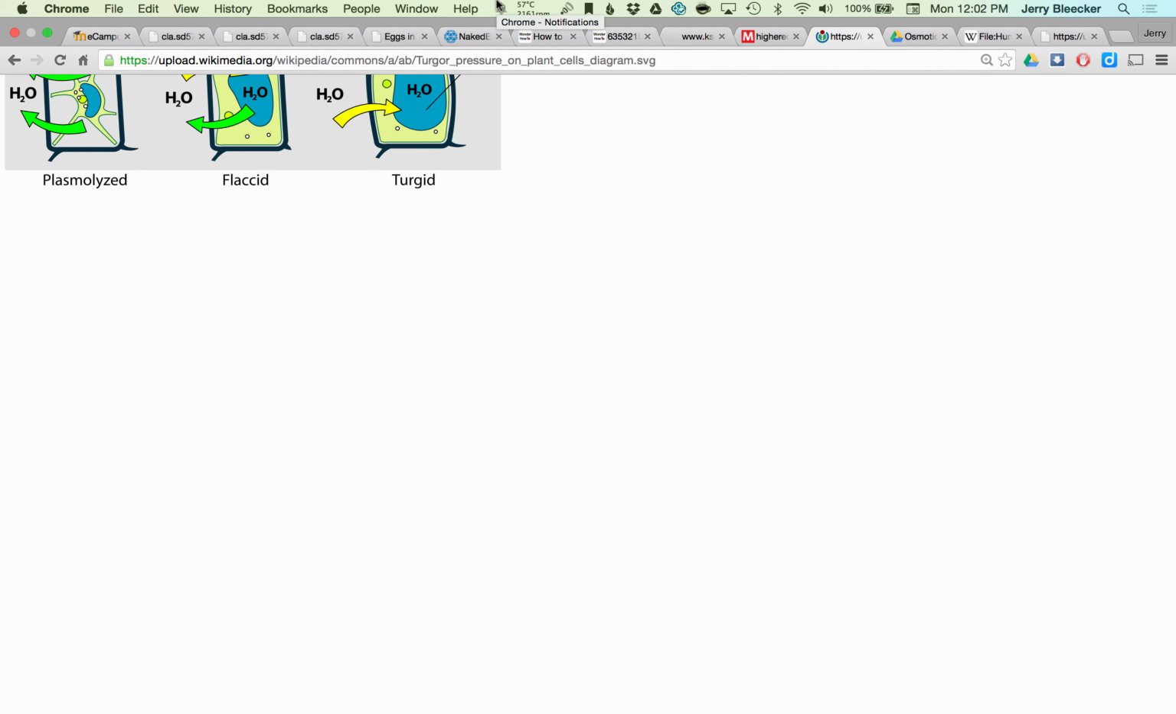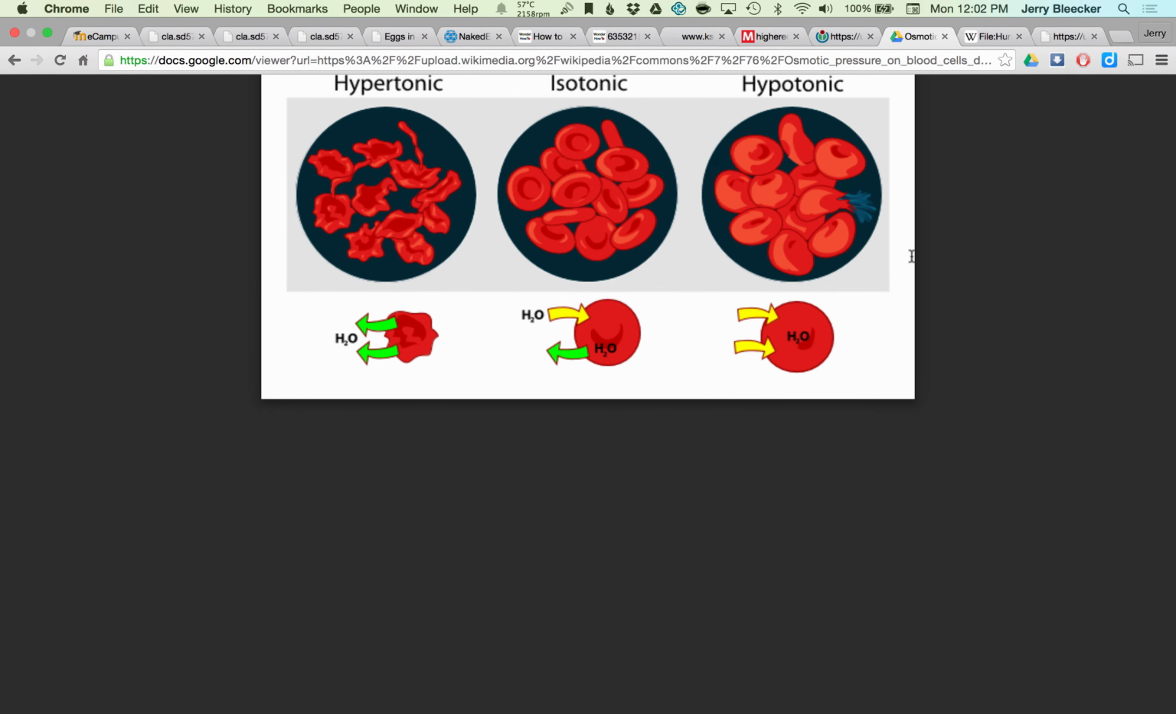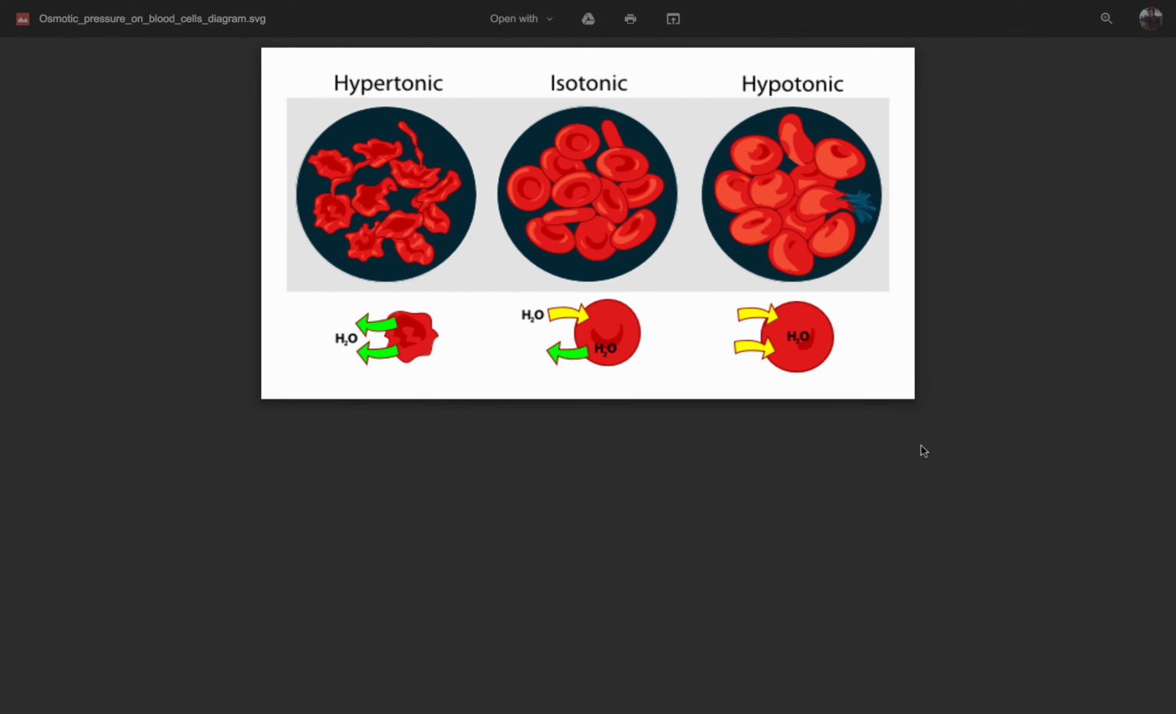This becomes a little more interesting if we get away from plant cells and talk a little bit about animal cells. One of the best ones to look at is red blood cells. Typically in our bodies, if we're well hydrated, it's an even sort of game. We're isotonic. So the net flow of water in is approximately the same as the net flow of water out. That's great. Now, this is why you do not drink distilled water.